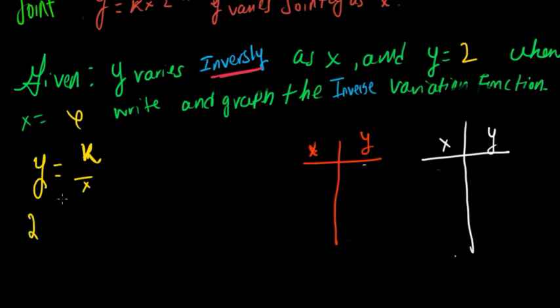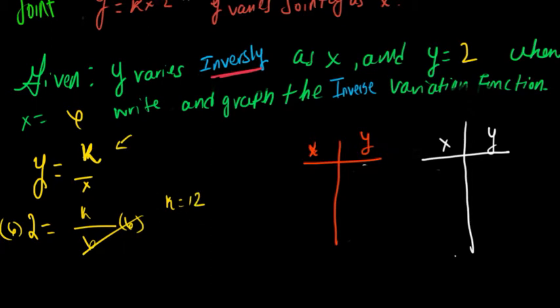Now we can say y is equal to 2. Of course, we're going to do some substitution in order to find our k value. So 2 is equal to k, because we want to solve for k, divided by our x, which is 6. Because when y is equal to 2, my x will be 6. Now let's just solve for k in this equation by multiplying both sides by 6. Those 6's cancel, leaving me with 6 times 2 is equal to k. So k is equal to 12.